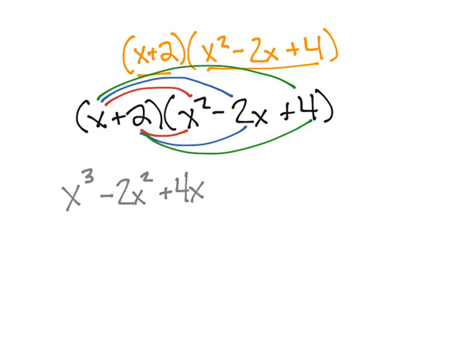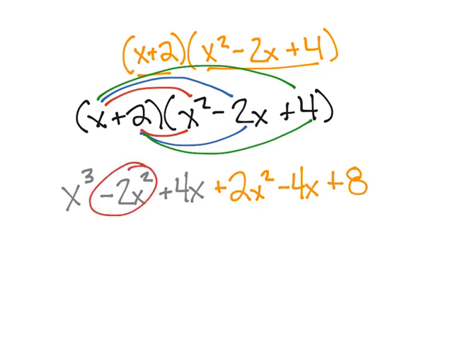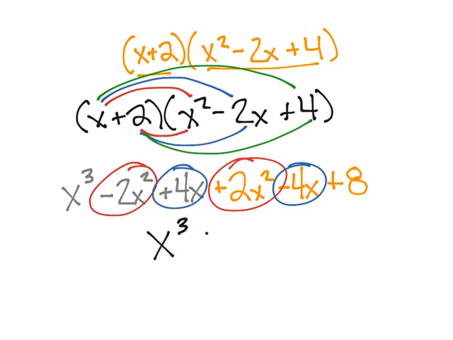2 times x squared will give us 2x squared. 2 times negative 2x gives us negative 4x. And 2 times 4 gives us positive 8. As we look to combine like terms, we can identify that negative 2x squared and positive 2x squared are like terms, as are 4x and negative 4x. When we combine our like terms, we get a final answer of x cubed plus 8.